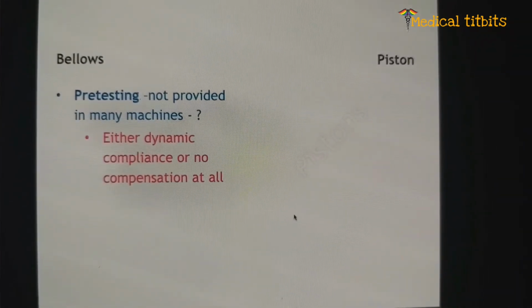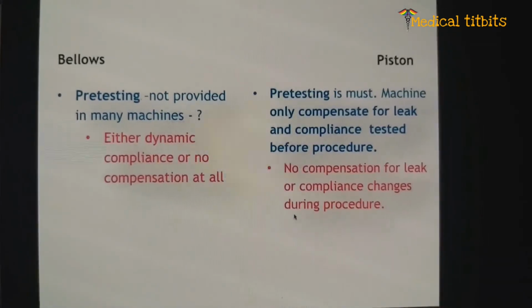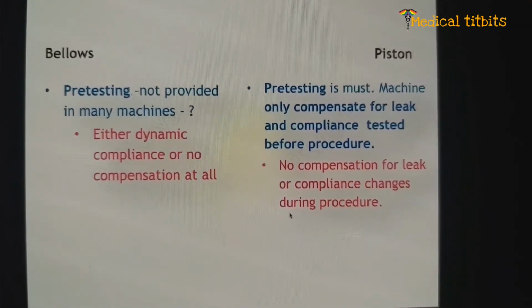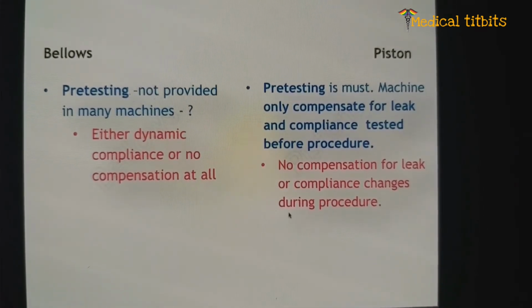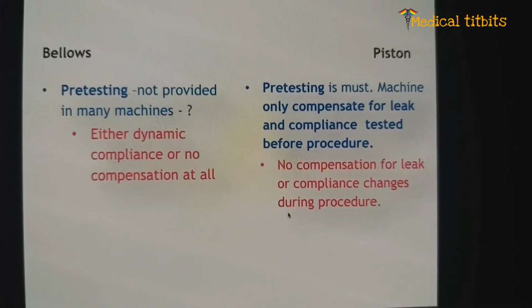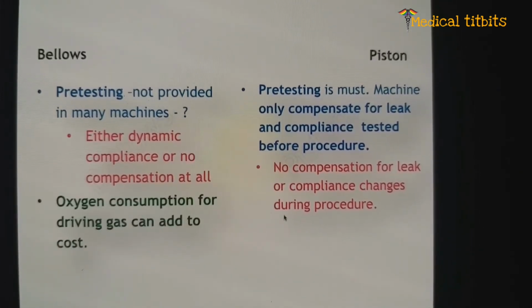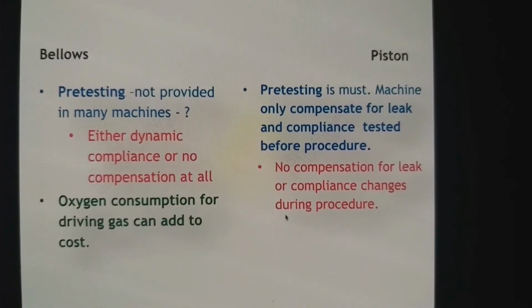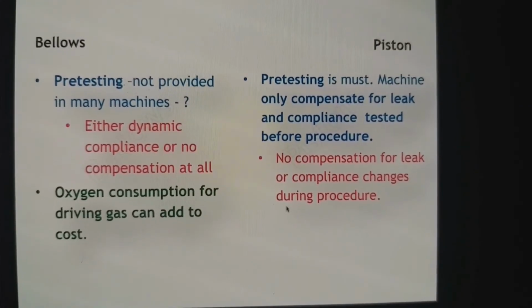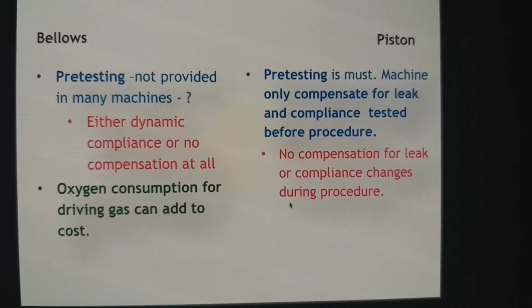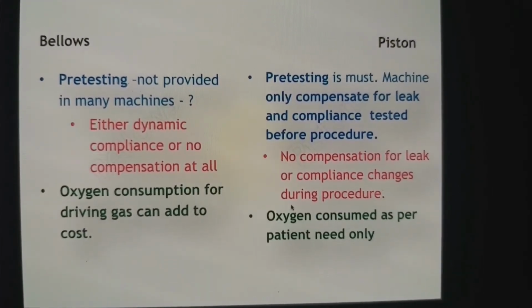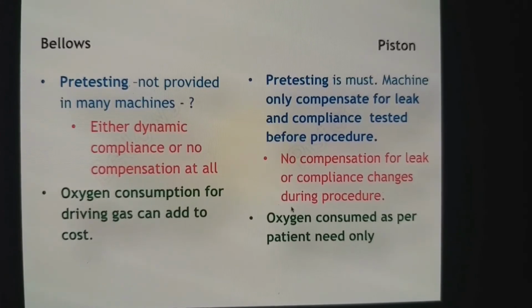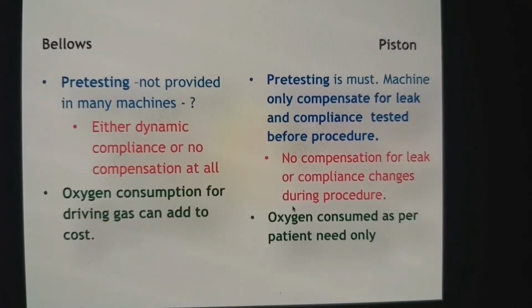Pre-testing is not provided in many machines, so it may not have compliance or it may not have compensation, or it can have a dynamic compensation in case of bellows technology. While in piston, pre-testing is a must, and if you don't do pre-testing, it will not compensate for leak or compliance. Oxygen consumption: many machines use oxygen as a driving gas, and additional oxygen consumption is needed for the bellows technology, while in piston technology, only oxygen which is given to the patient as fresh gas flow is consumed. No additional oxygen is consumed.